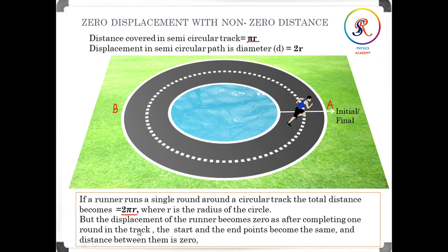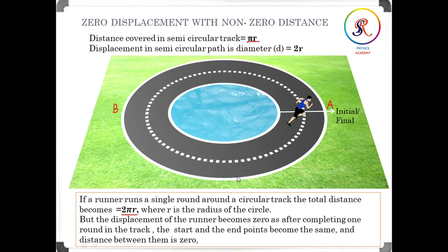But the displacement of the runner in this case is 0, as after completing one round in the track, the starting and end points become the same. We know that the displacement is the final point minus the initial point. Here the final point is A and the initial point is also A. So in this case we get 0 displacement, and the distance between them is also 0.